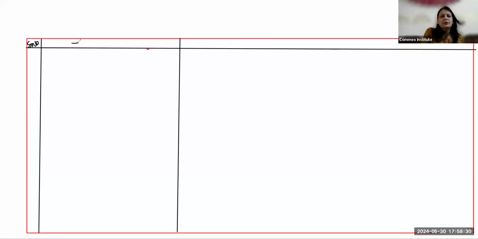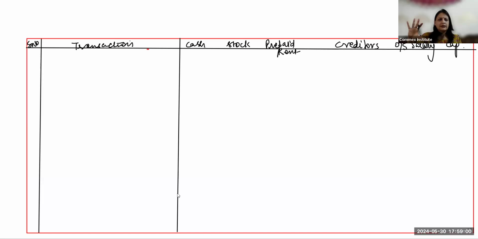So this is my serial number. This is the transaction column. This is cash. This is stock and the prepaid rent. And then here we have the column of creditors and the outstanding salary, and of course the capital. So for the transaction column, you can squeeze it a little bit, and your other columns should be more properly visible. Right?